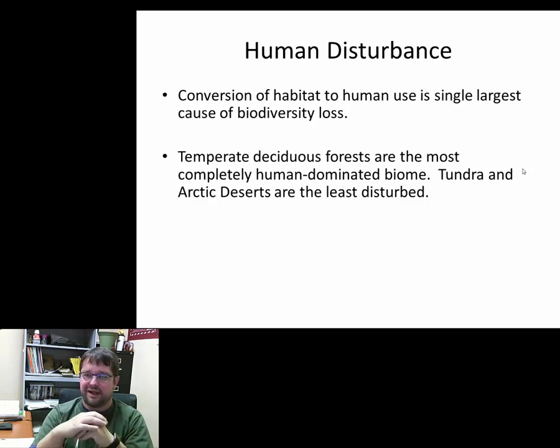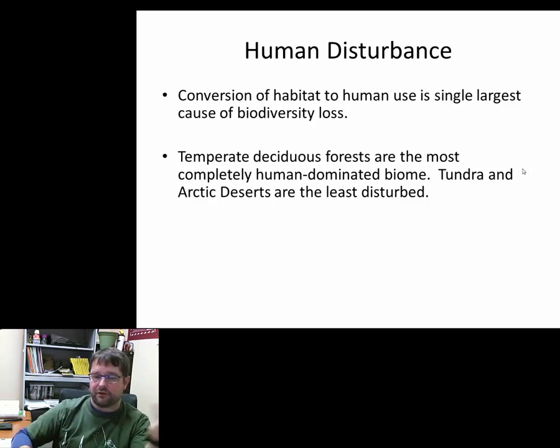And actually, 87% of all temperate deciduous forests on the planet have had human disturbance to the point where we've cut them down. Tundra and Arctic deserts are the least disturbed, at about 4%. So you're looking at 87% versus 4%, but it's really, well, what can that area provide for us? The tundra, not much. The deciduous forest, well, housing material first off, and then the ability to utilize that habitat for growing other vegetation.